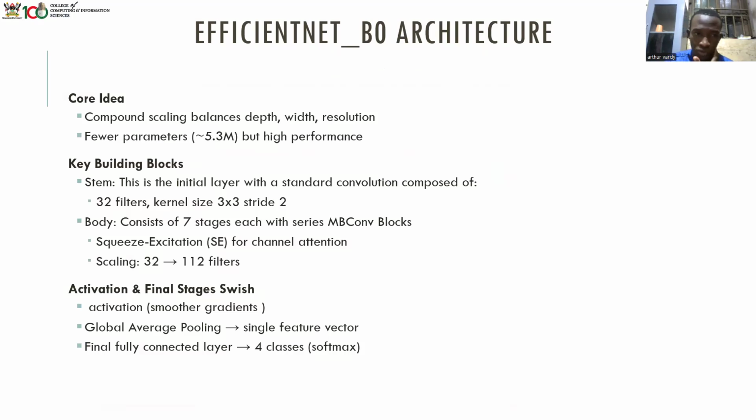So you have the key building blocks. Basically, you have the stem, the body, and then the head. The stem consists of the initial layer with a standard convolution composed of 32 filters, a kernel size of 3 by 3, and also two strides. And then the body consists of 7 stages, and each stage is composed of a series of MBConv blocks, which are the mobile inverted bottleneck convolution blocks. Under this, you have the squeezing and then the scaling. Then you shall have the activation.